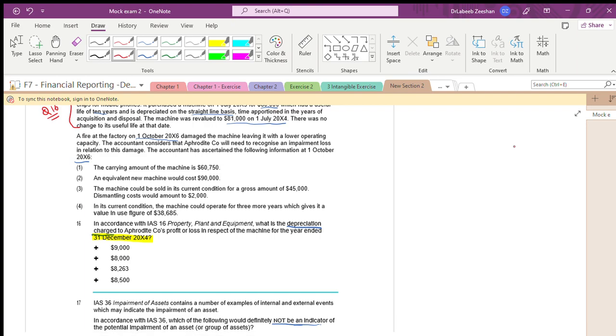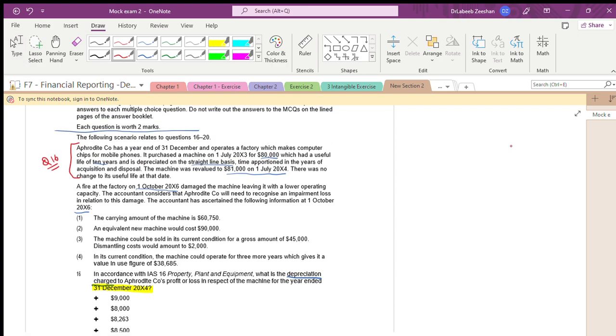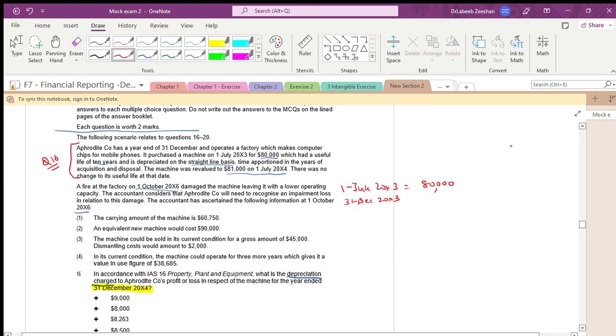They have purchased on 1st July 2003, is it right? How much? 80,000. When they are considering 31st December 2003, this is the financial year ending. It is for how many months? It is for 6 months.